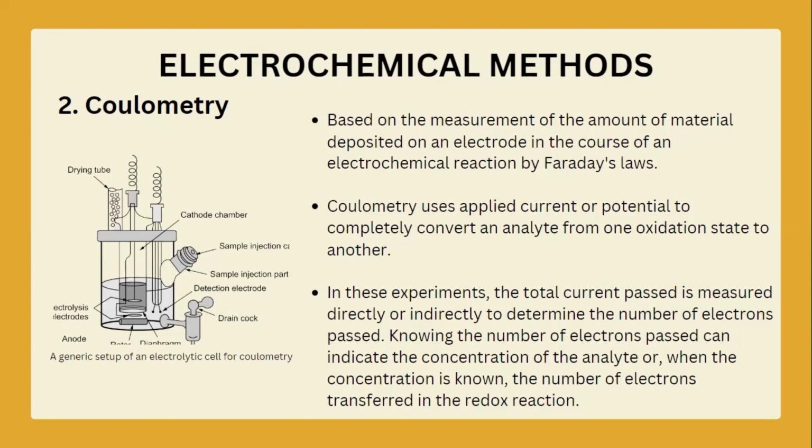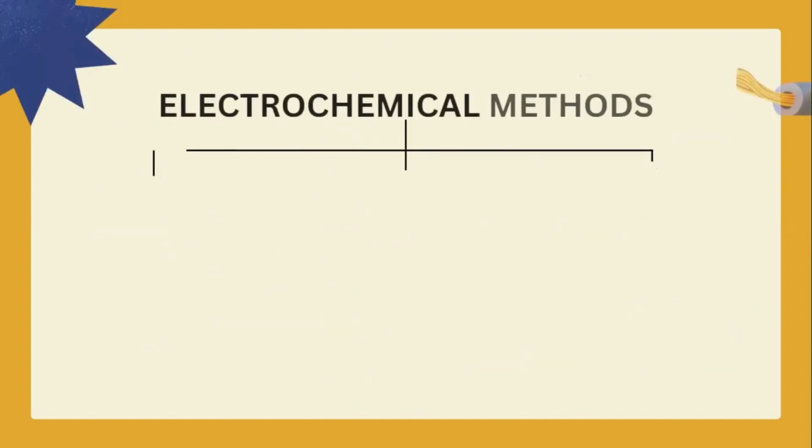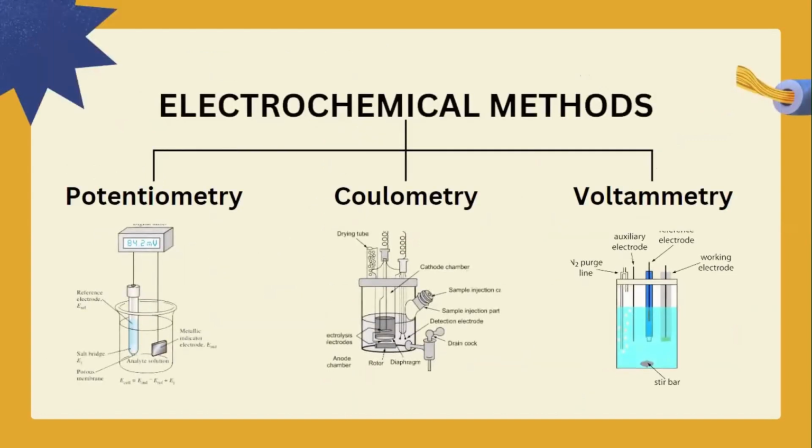This is suitable for analytes that are readily oxidized or reduced at controlled potentials, such as metal ions, electroactive organic molecules, and water, specifically for Karl Fischer water determinations. In terms of calculations, knowing Faraday's constant, specifically the charge per mole of electrons, and the measured charge allows for quantitative determination of the analyte concentration. And lastly, we have voltammetry.